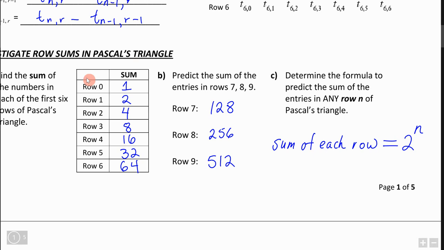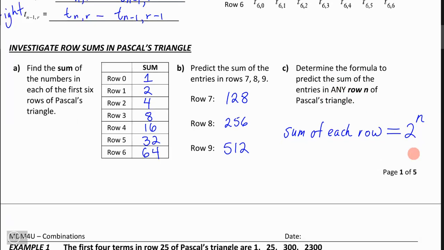So if it's row 0, then 2 to the power of 0 is 1. If it's row 1, 2 to the power of 1 is 2. Row 2, 2 to the power of 2 is 4. Row 3, 2 to the power of 3 is 8, and so on and so on. So this is the formula that we can use to express the sum of entries in any row of Pascal's triangle.